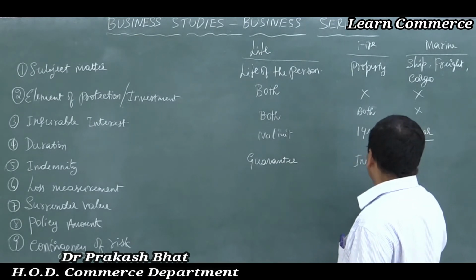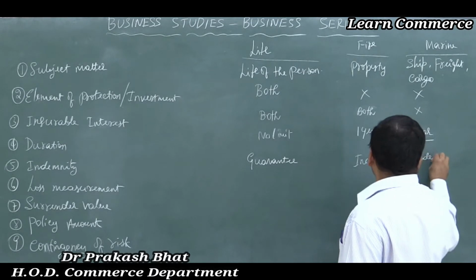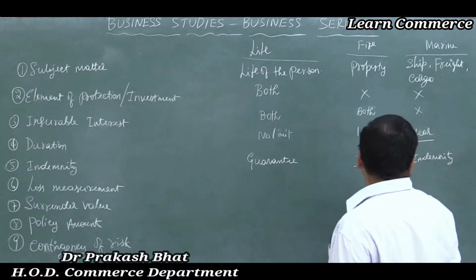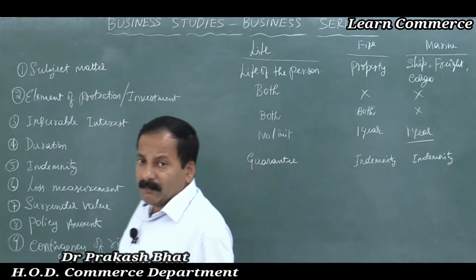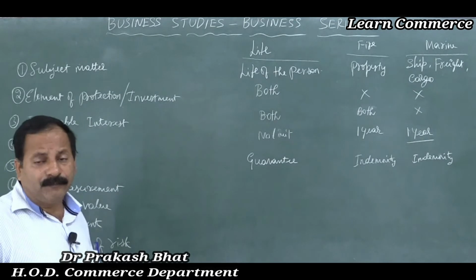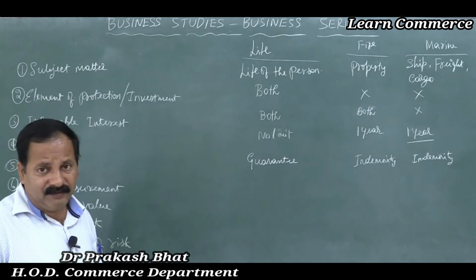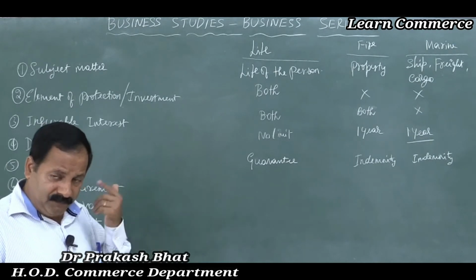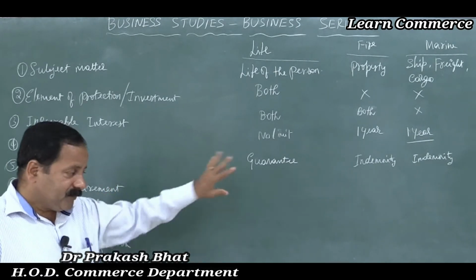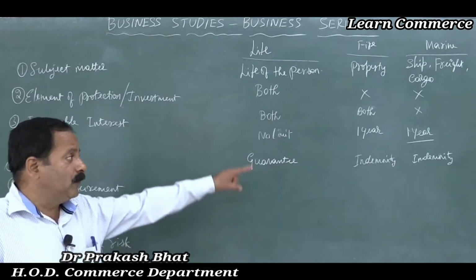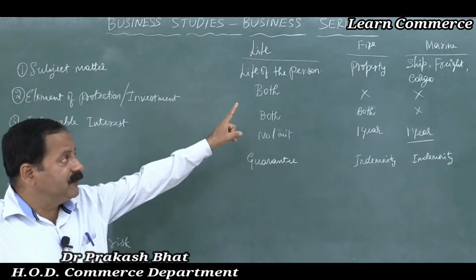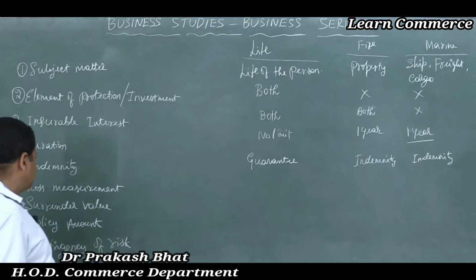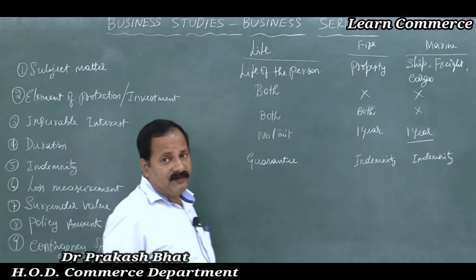But here, this is a contract of indemnity. This is also a contract of indemnity, because loss will be compensated only for the actual loss suffered. The insured will be compensated only for the actual loss suffered and not more than that. If a mishap occurs, and if the loss occurs, then only the compensation will be paid. So it is a contract of indemnity in both cases, fire insurance and marine insurance. Let us move on to the next one, that is loss measurement.